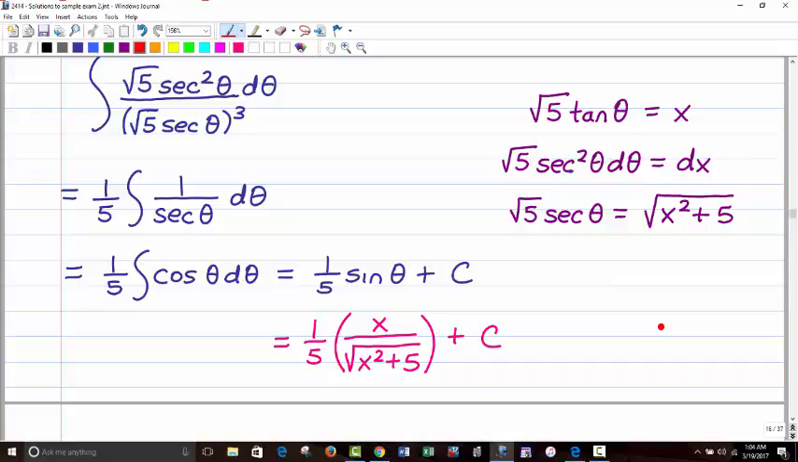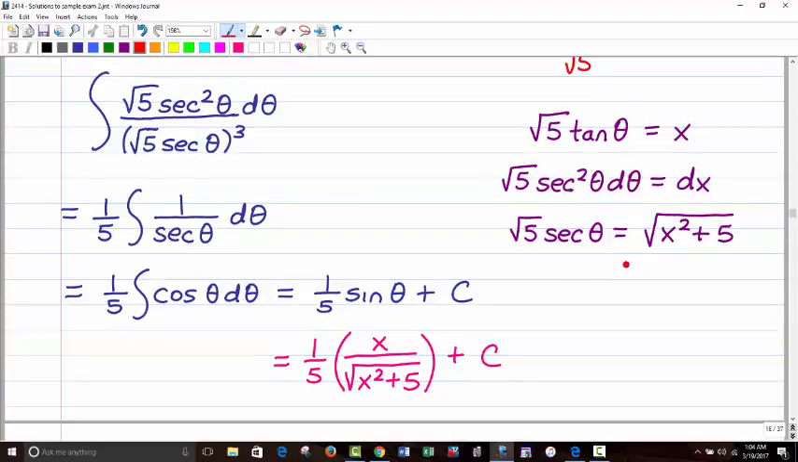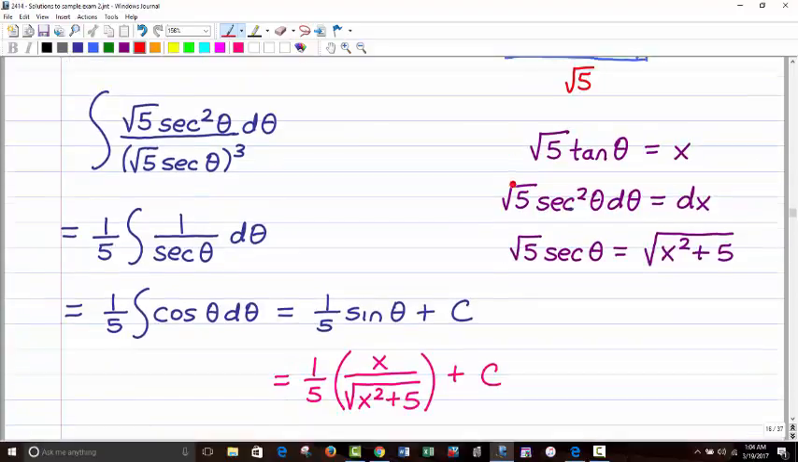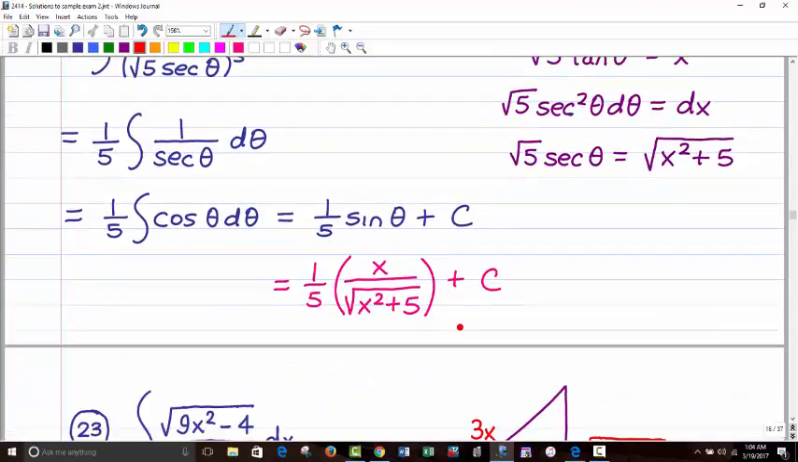So we go to the triangle to get sine. See, we don't already have it here on the right because we didn't use sine and cosine for this one, but we get it right off the triangle. Sine is going to be opposite over hypotenuse. So it's x over the square root of x squared plus 5. And the 1/5 in front, and there it is. That takes care of that problem.